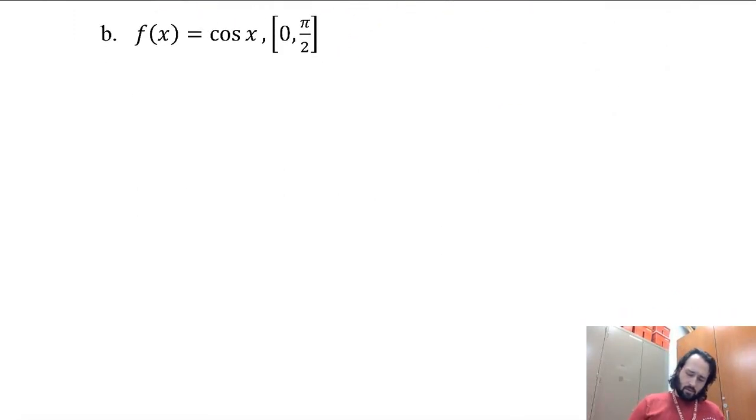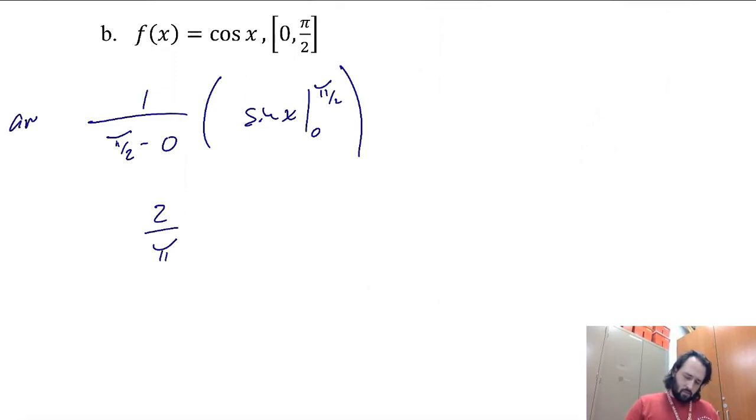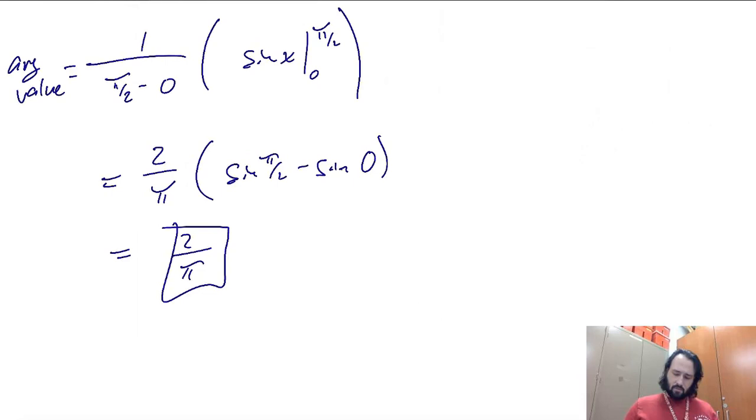All right, so average value, 1 over pi over 2 minus 0 times the antiderivative, sine of x, from 0 to pi over 2. Just going to get rid of that bracket. So this is 2 over pi times sine of pi over 2 minus sine of 0 by the first fundamental theorem. So this is just 2 over pi times 1, so 2 over pi is my average value there.